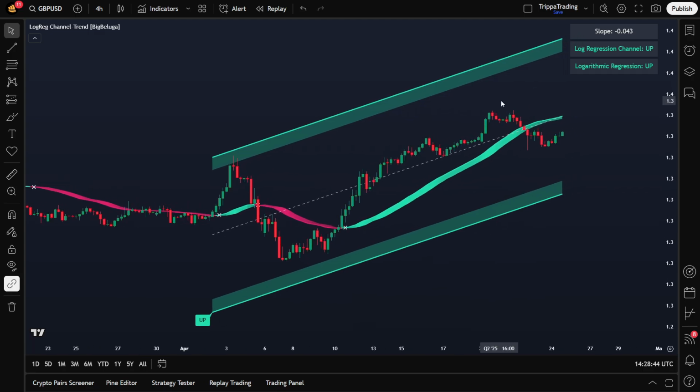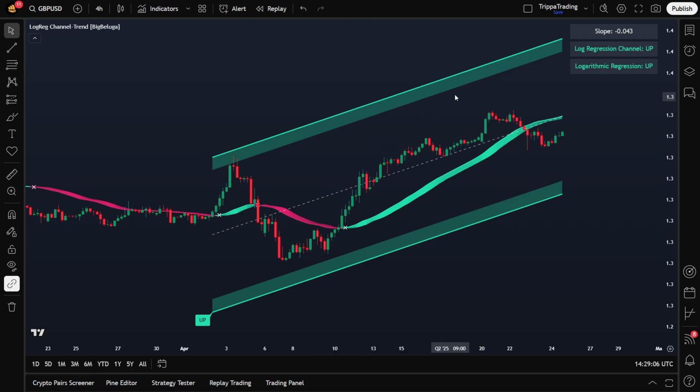When price reaches the upper band, it might be overbought within the trend. So even though we're still trending up, it could mean a short-term pullback is coming. Same thing goes for the lower band. If price touches that during a downtrend, it could be oversold and a bounce might be due. This helps you avoid getting faked out at the worst times.